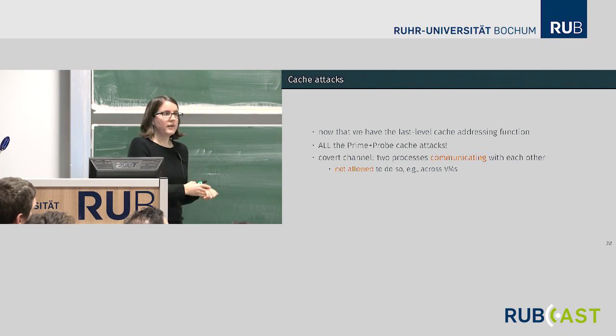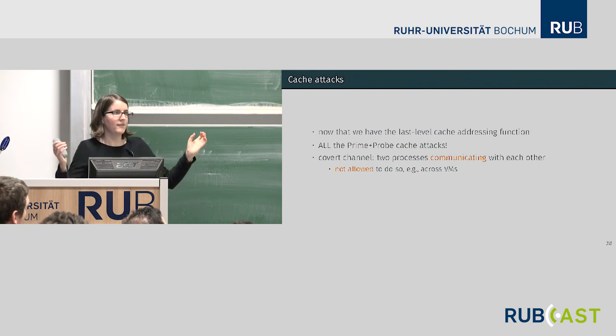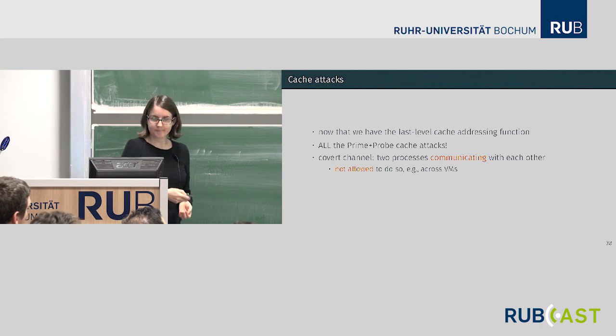So the idea here on covert channels is that we will have 2 processes that will communicate with each other, even though they are not allowed to do so. You can think, for example, of 2 processes in 2 different virtual machines. They're really not allowed to communicate, but if you use a covert channel, then you can maybe make them communicate.